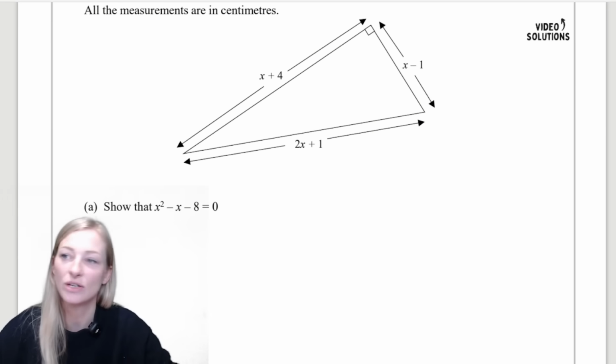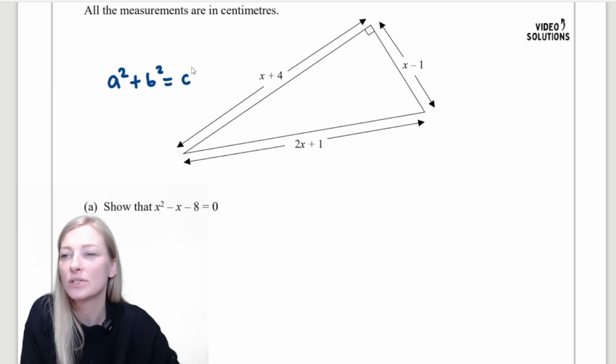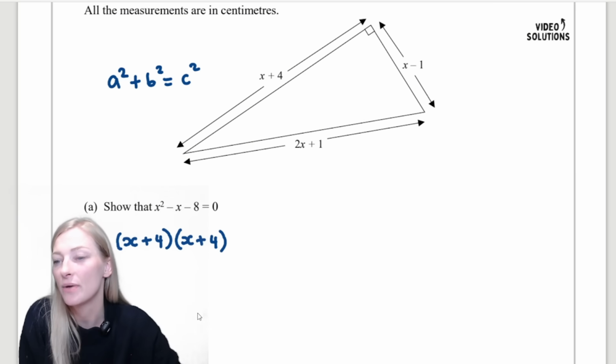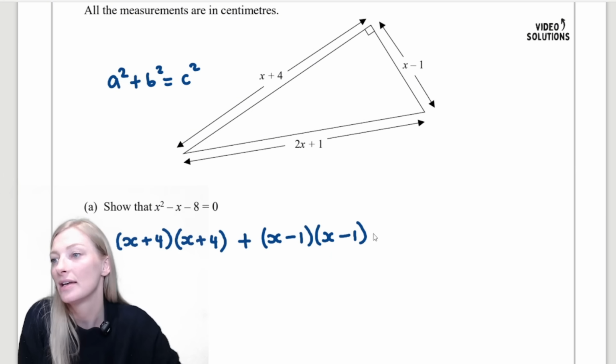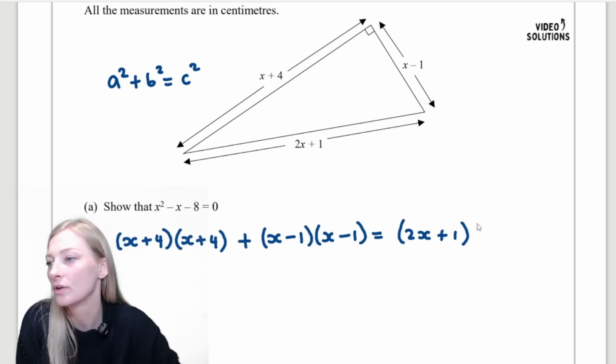So what we are going to do here is set up an equation using the fact that a squared add b squared equals c squared. So x add 4 squared. Now when we square an expression like that, we are multiplying it by itself. So x add 4 times x add 4, add x minus 1 times x minus 1 equals c squared, which is 2x add 1, that longest side opposite the right angle.